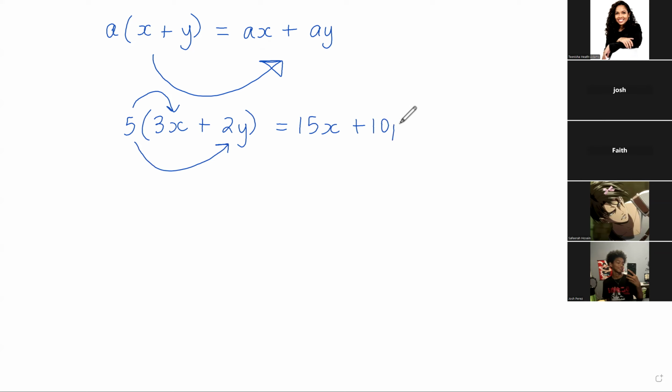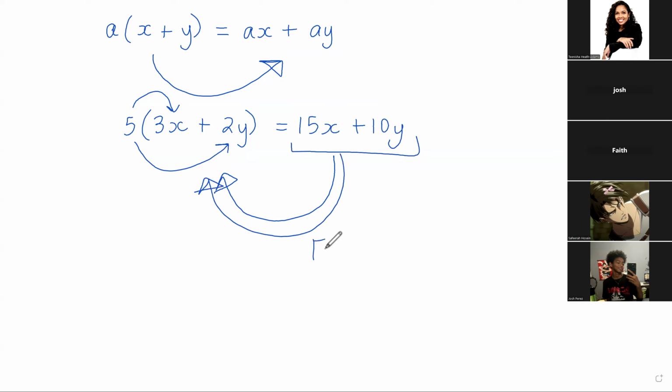So last week we looked at expanding the brackets, right? But this week, I want us to go from this, if you have 15x plus 10y, to 5 into 3x plus 2y. And going from this way to this way is known as factorization. Has anybody done factorization as yet?